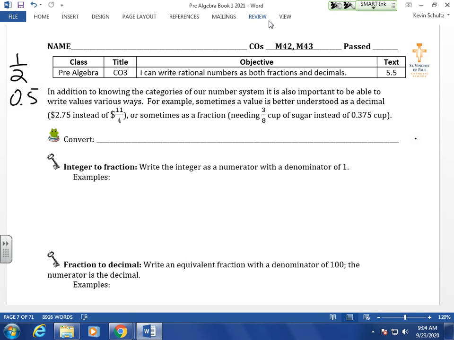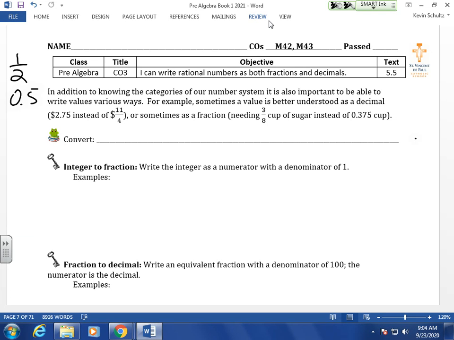For example, money is written as a decimal, right? We've got $2.75. That decimal 2.75 as a fraction is 11/4. But you're not going to see a price tag that's 11/4 dollars. No, you see $2.75.